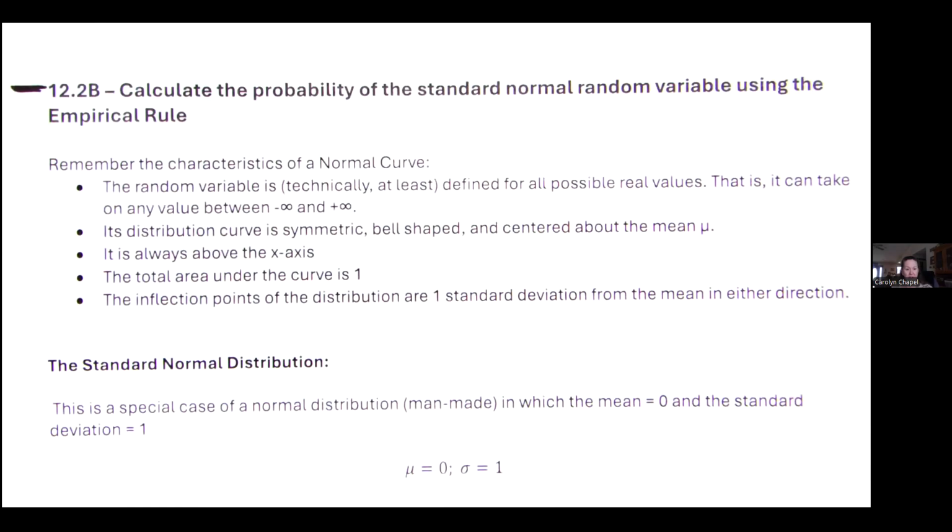We have some inflection points, and I'll talk about those a little bit later. Inflection points are something that you can learn about in calculus class. And in this case, they happen to be one standard deviation from the mean in either direction. It's basically something that talks about the shape. An inflection point is a place where a curve will go from being concave up to concave down.